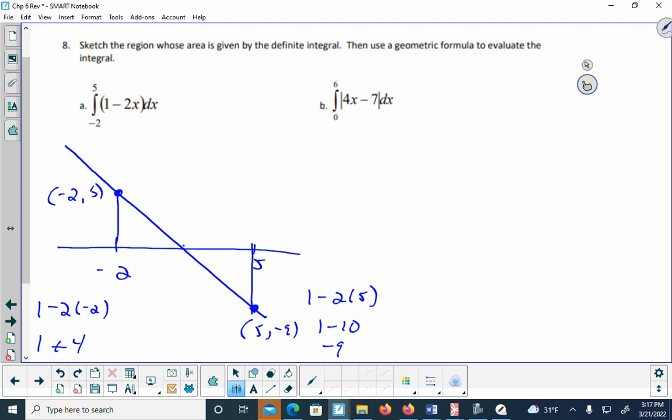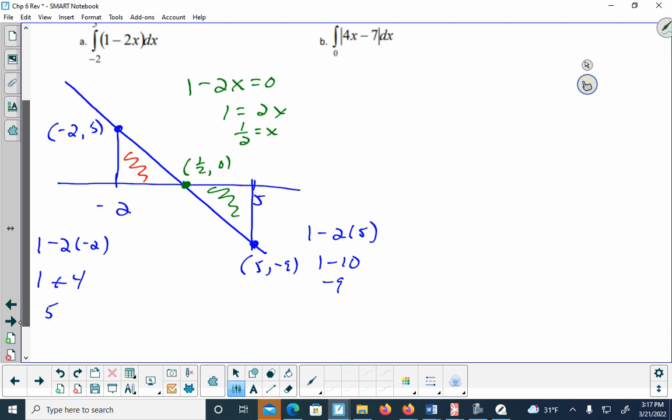But I have to find a place where I form two triangles. So I'm going to have this triangle, and I'm going to have this triangle. I need to know what this point is. That's where it crosses the x-axis, where my y is equal to 0. So I'm going to say 1 is equal to 2x, and x is equal to 1/2. So this ordered pair there is (1/2, 0).